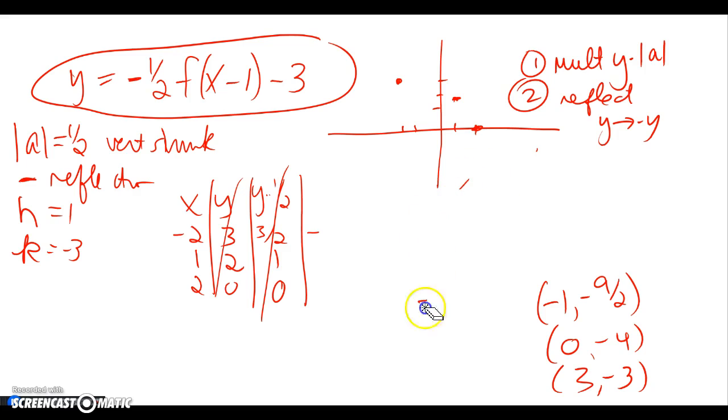All right, so these are our 3 original points. Again, this is a rough graph. Let's see what we got. Negative 1, negative 9/2, which is 4.5, so that's about here. 0, negative 4. And 3, negative 3. So notice this really shrunk. It shrunk by 1/2. It was reflected. It was shifted over 1 and down 3.